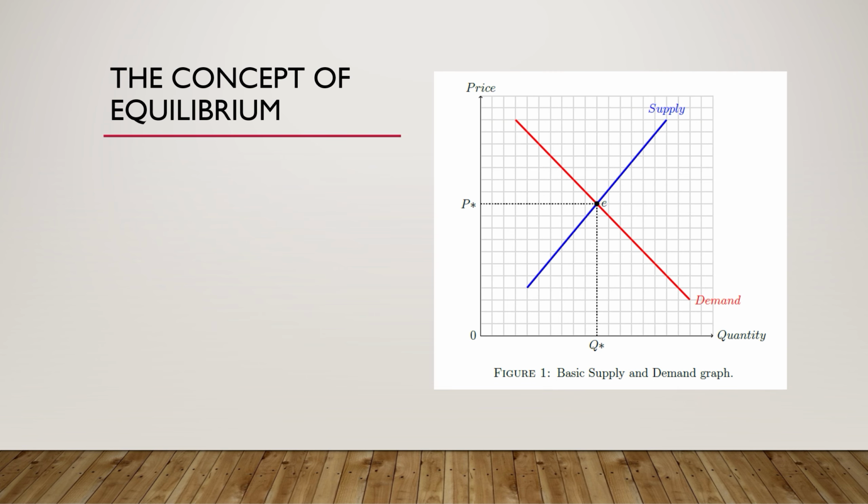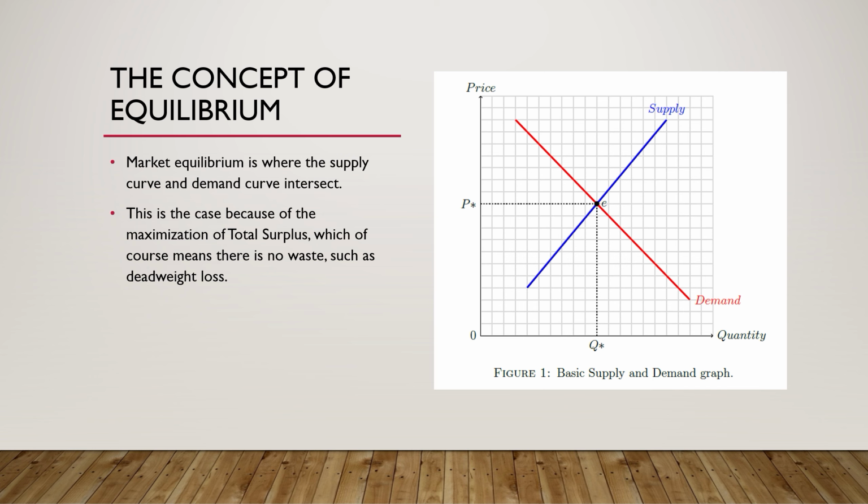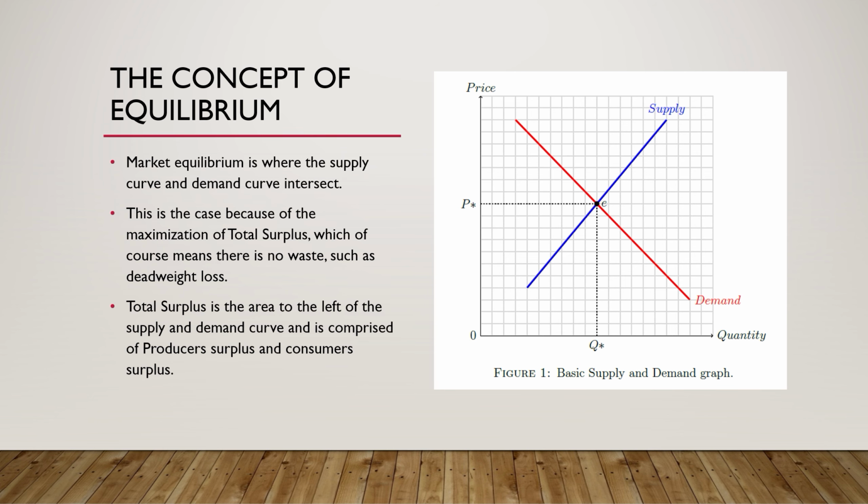The previous question mentioned the concept of equilibrium. Equilibrium is where the supply and demand curve intersect. Equilibrium in this case refers to the most efficient output. This is the case because of the maximization of total surplus, which of course means there is no waste, such as deadweight loss. Total surplus is the area to the left of the supply and demand curve and is comprised of producer and consumer surplus.